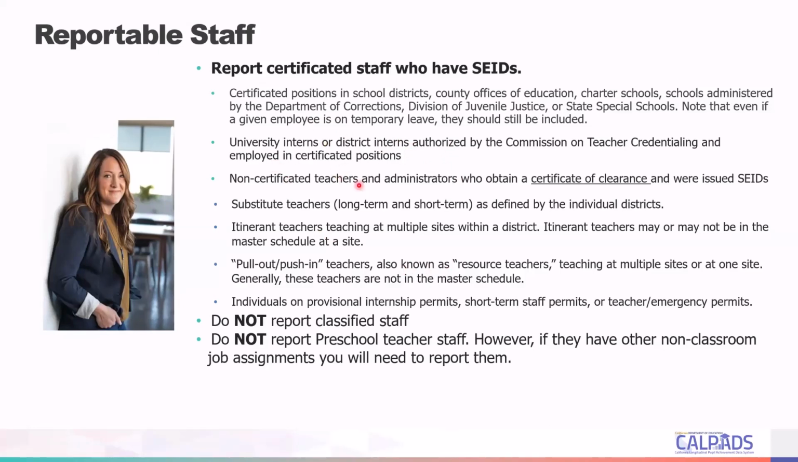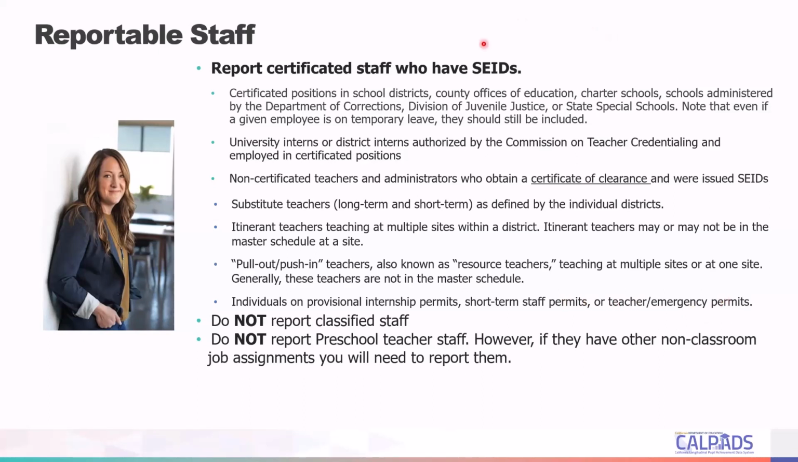Any non-certificated teacher or admin may obtain a certificate of clearance, and after that clearance is obtained, they will be issued a SEID number. So you report those staff members as well, of course, who have SEID numbers. And then you have substitute teachers, long-term or short-term subs. When we say long-term, these are your permanent day-to-day subs, I guess, who are employed by the district. And then any itinerant teachers, either in a special ed role or in a regular class like PE or music, may be reported, as well as push-in and pull-out teachers who handle RSP classes as well as EL subjects, and individuals on provisional internship permits, short-term staff permits, or teacher emergency permits.